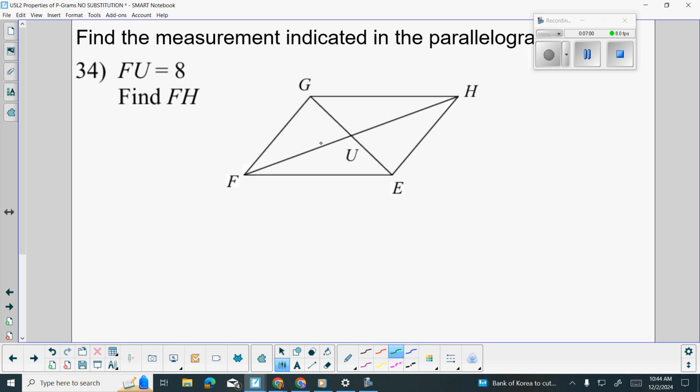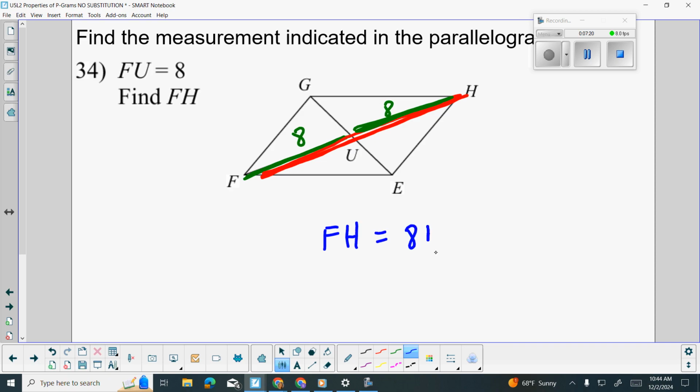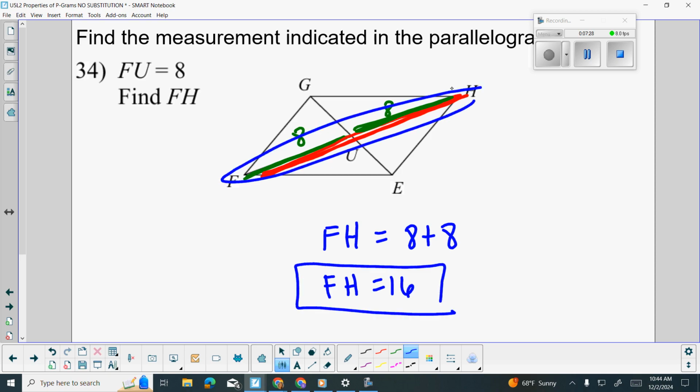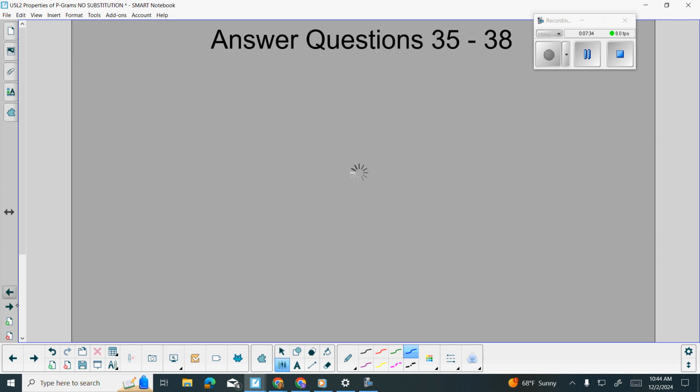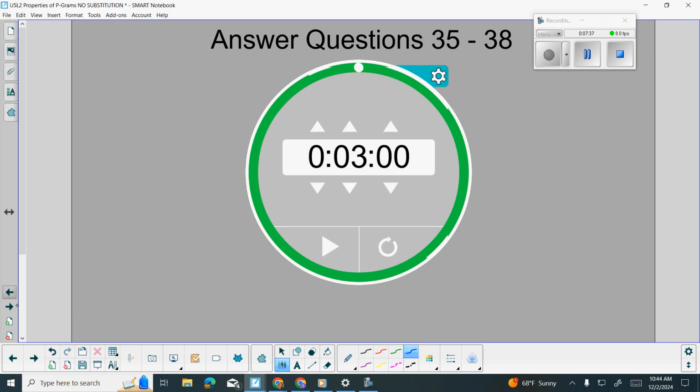Question 34, you have that UF, which is half of a diagonal, has a length of 8. To find FH means to find the entire length of the diagonal. Well, since half of it is 8, the other half is also going to be 8. And FH is going to be 8 plus 8, or 16. So the two diagonals, if you take a look at this one and this one, they're not congruent, but they do bisect each other. They cut each other in half. You are going to do questions 35 through 38.